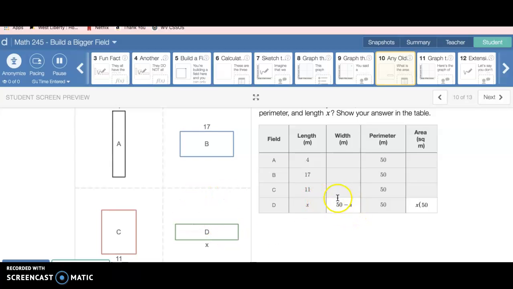What we would put in our box would be 50, as that is the perimeter, minus X, because that is what we are given. And that is all the information that we can provide. For the area, we would do X, parenthesis, 50 minus X, parenthesis.